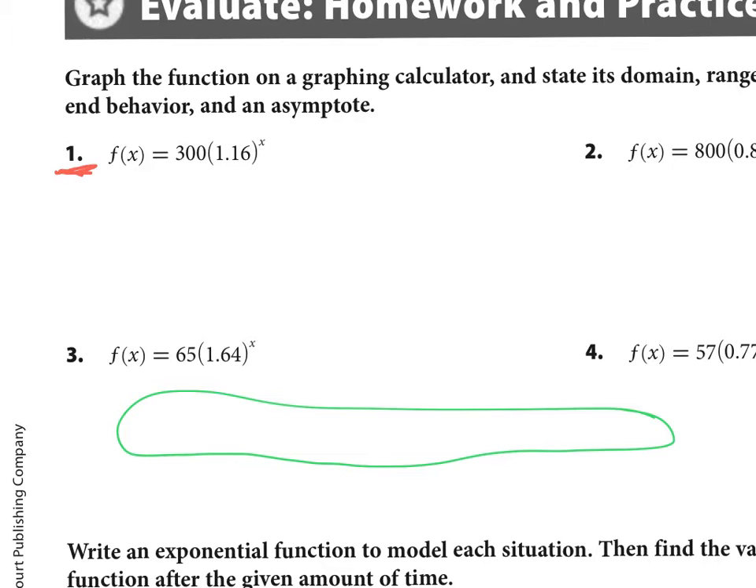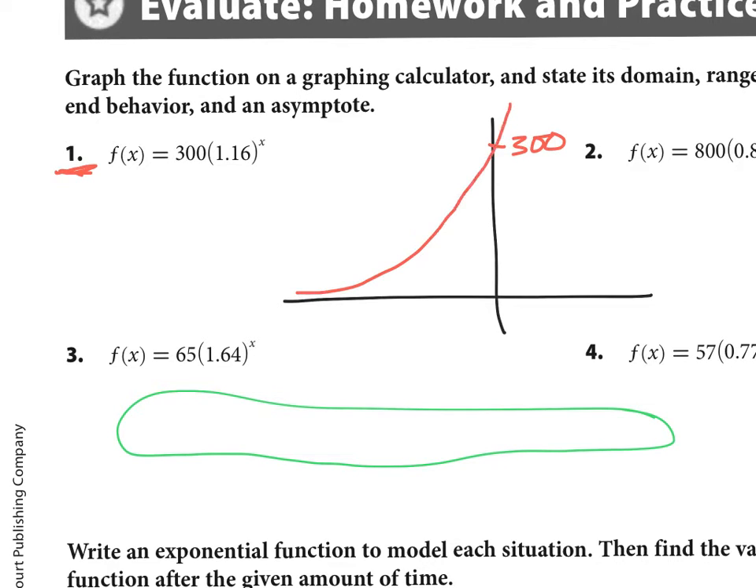So if I'm thinking about it graphically, in essence, just a real generic graph, here's what it looks like. It crosses at 300, and it's going up really, really fast. And remember, it always flattens out at 0. So that's what the generic graph would look like.